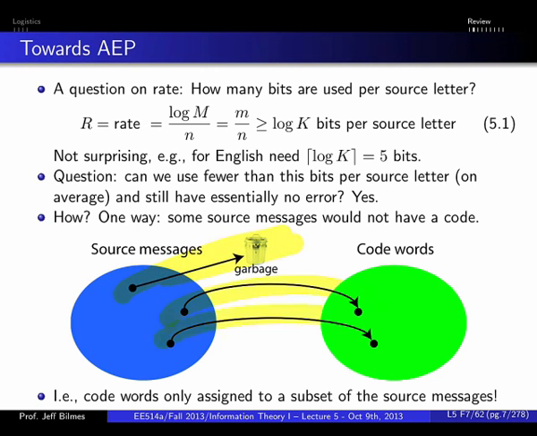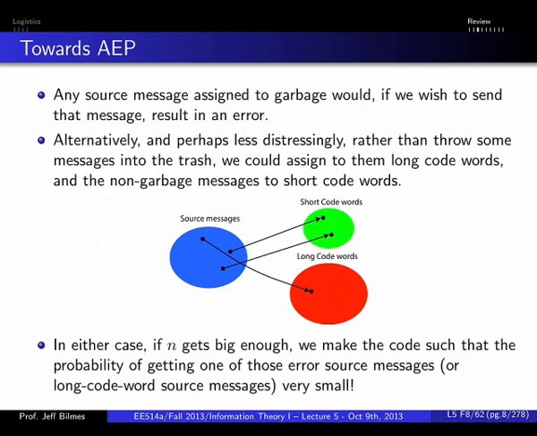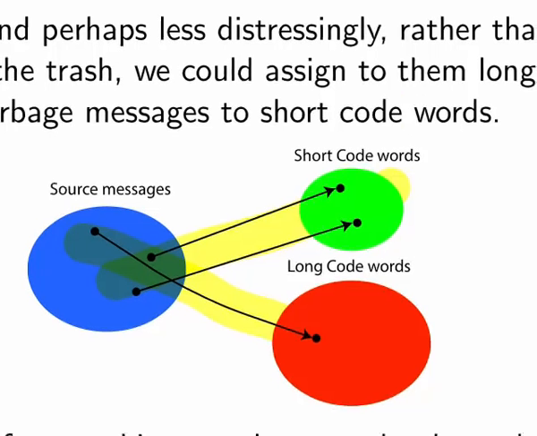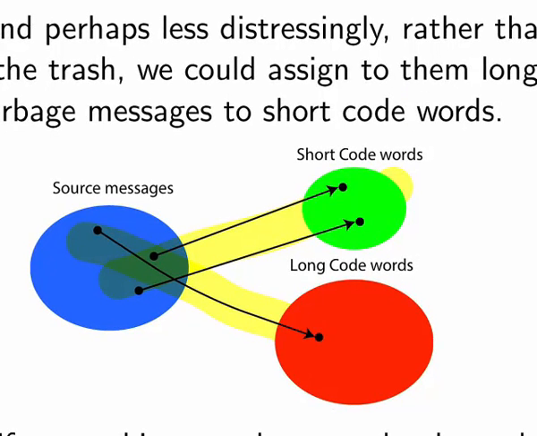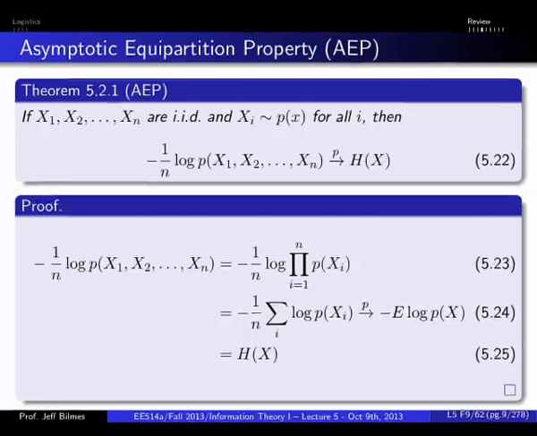Another way we can do this is to use long code words for the improbable messages and short code words for the probable ones. This gets into this picture. Last time we had a code for this strategy, where we used typical set theory to use short code words for typical sequences and long code words for atypical sequences.